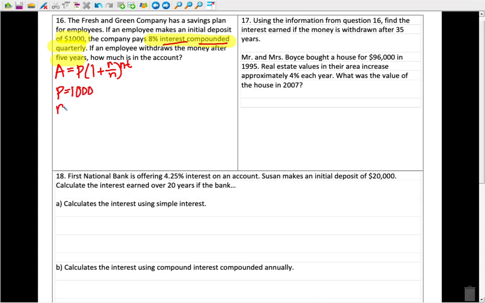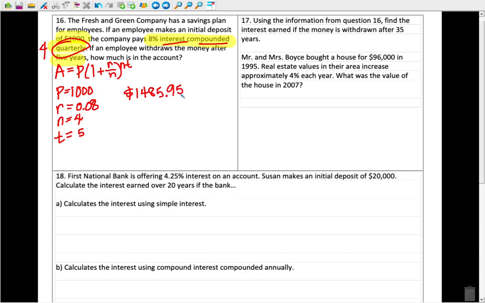The rate is 0.08. The number of times compounded says quarterly. There are 4 quarters in a year, so that's going to be n equals 4, and the time is 5 years. How much is in the account? So how much are they going to be withdrawing out? We're just going to write down the formula, put everything in, and then hopefully you should get 1485.95.